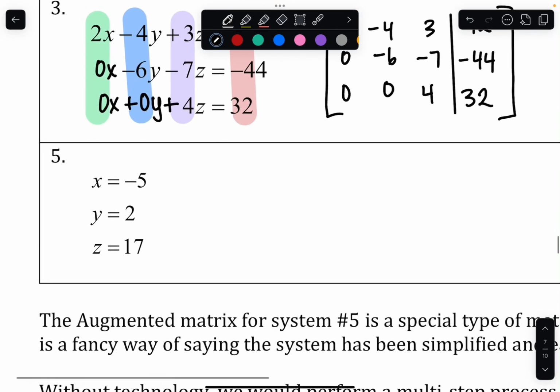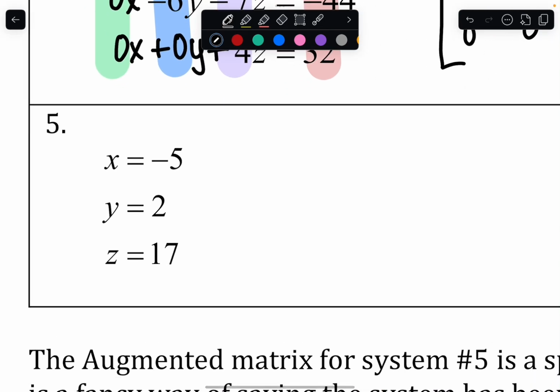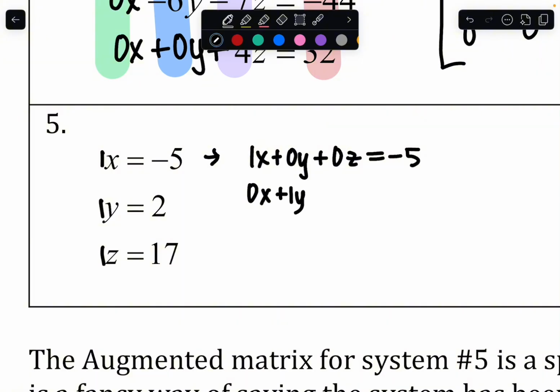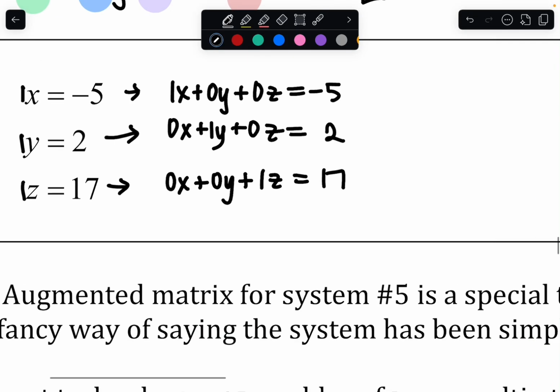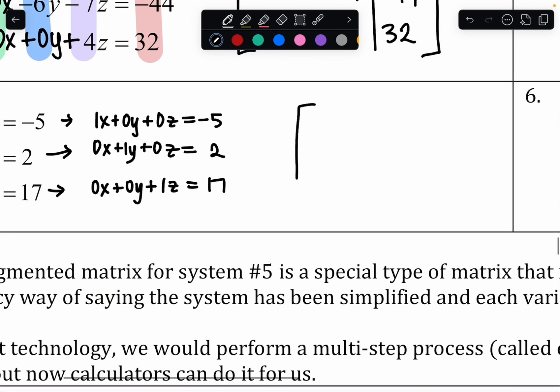Okay, for this last one, it just has x, y, and z on the left side. And so technically there's ones in front of these and then zeros in front of the others. And so this first equation would be 1x plus 0y plus 0z equals -5. 0x plus 1y plus 0z equals 2. Just putting zeros for any of the missing terms. In the third equation, we're missing x and y. We only have z equals 17. Okay, and so now when I make the matrix, my x's are 1, 0, 0.